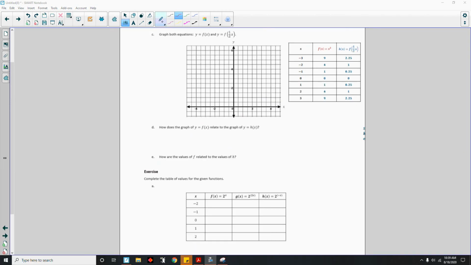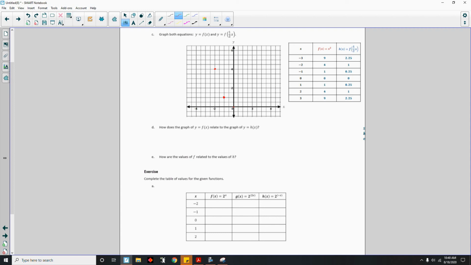Okay, page 3 brings us to part C. Graph both equations y equals f of x and y equals f of 1/2 x. So I brought in the table just so it'd be quicker, and then switching back and forth from page to page. Negative 3, 9 will not go on this graph because it only goes up to 6. Negative 2, 4 is right here. Negative 1, 1 is right here. Keep in mind that our unit of measure is 1/2 unit every square.